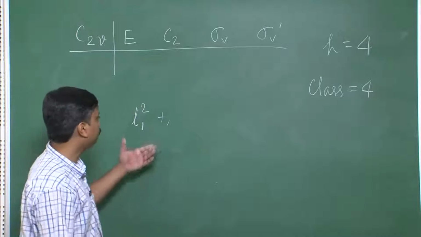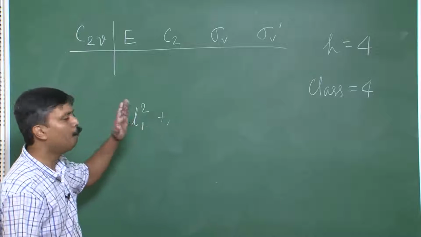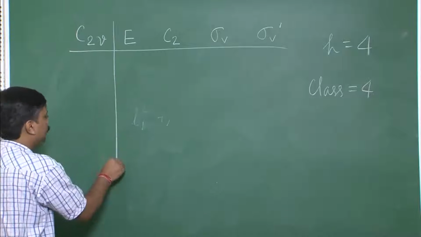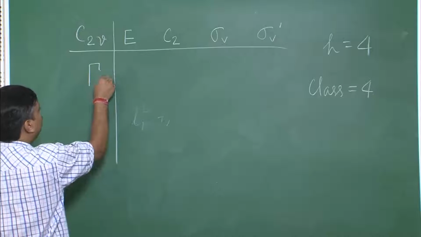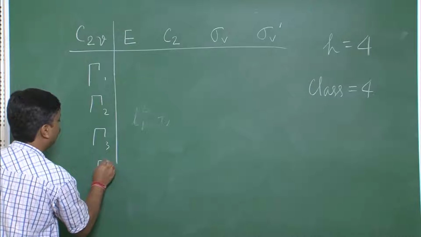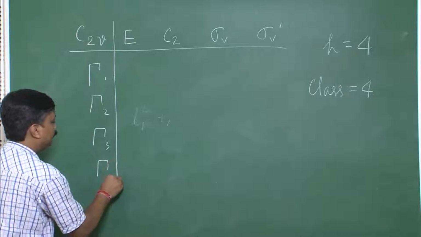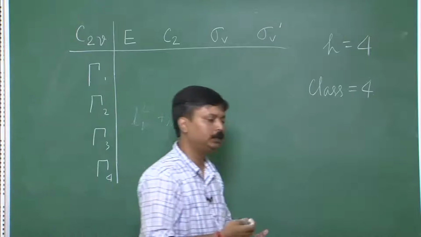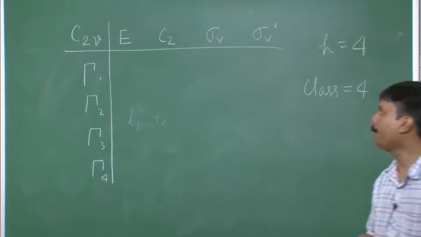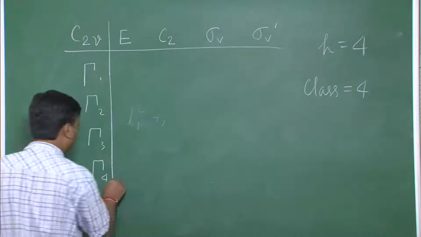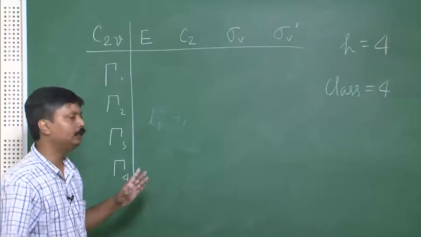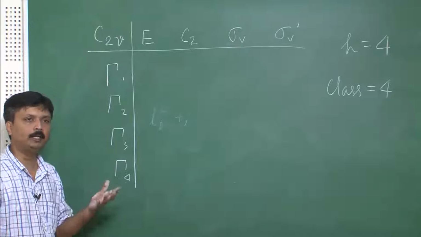So, therefore, I can have 4 different irreducible representations. So, let us just give them the name gamma 1, gamma 2, gamma 3, gamma 4. In one of the previous classes, I mentioned that in general we try to use this term gamma for any given representation. Later on we will try to figure out what gamma 1, gamma 2, gamma 3, gamma 4 actually stand for in terms of the Mulliken term symbol.